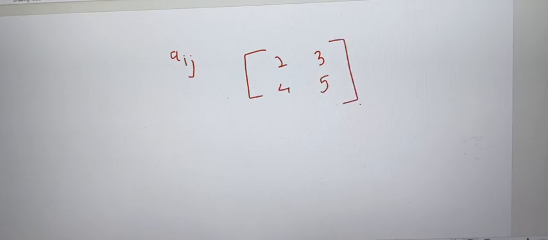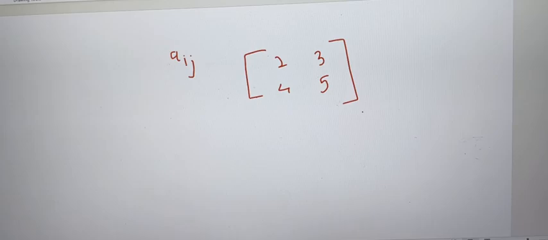Generally, we always denote an element in a matrix as a_ij. This i is the row, which row it is, and j is which column it is. So if I write a matrix, suppose 2, 3, 4, and 5, in square brackets, I have to write M into N over here. That is the order of the matrix.